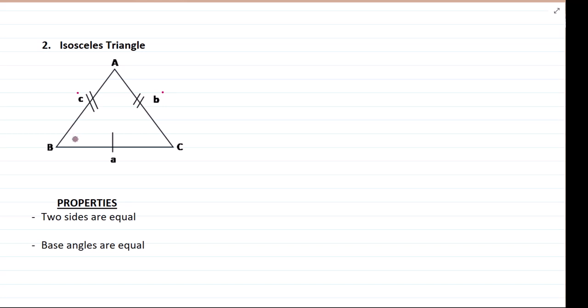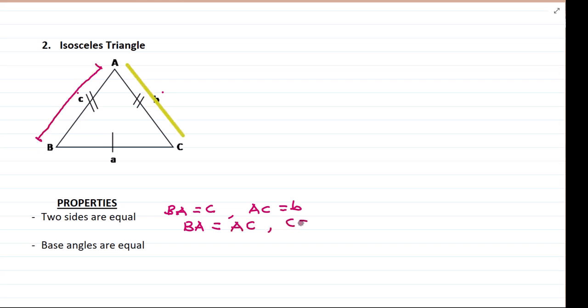So let's go to the properties. Two sides are equal. So as you can see, from this point to this point is equal to C. So let's say BA is equal to C and AC is equal to B. So this simply means that we can say that BA is equal to AC, or we can say that C is equal to B. So whatever it is, it simply means that this side is equal to this side. So the two sides are equal, but not equal to BC.